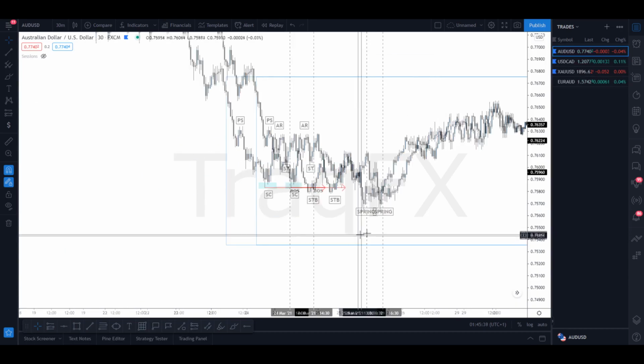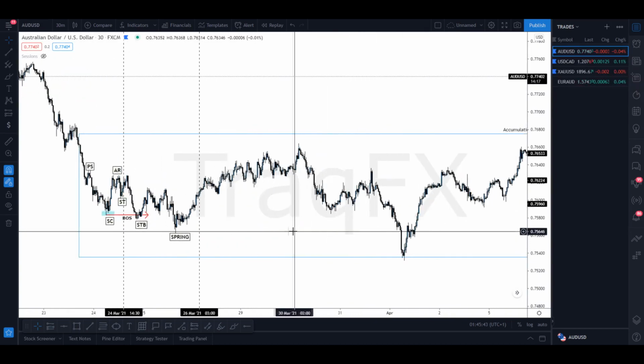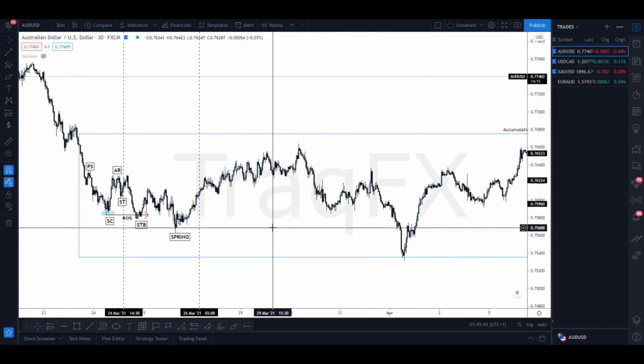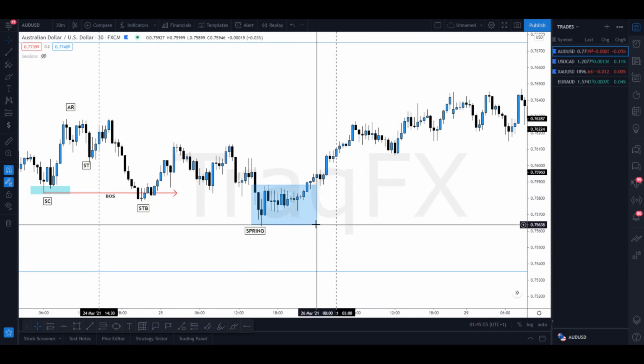Now, I'm going to help you guys differentiate multiple STBs from the actual spring. The way you identify which one is the real STB and which one is the spring is just by identifying the volume in the market. Over here in this area, you can see there wasn't a lot of volume. It's just a ton of ugly wicks.